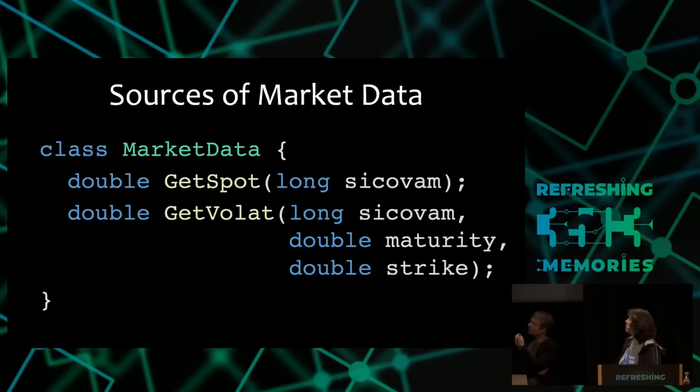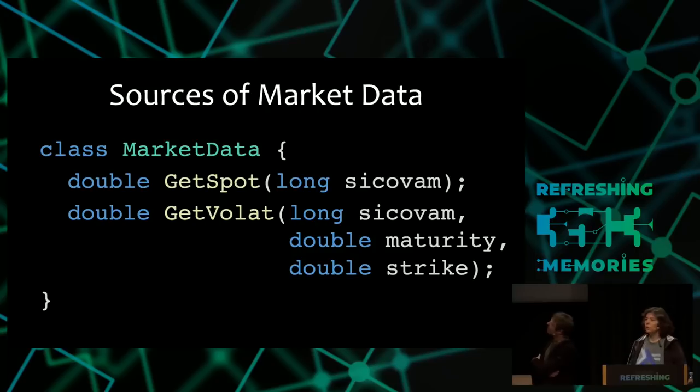So that's for the volatility. So you get the volatility for an option. An option is defined by the underlying asset and by the date it's due and also by the price it's supposed to have then. And that's what is encoded here. So we have the option with this long, and then we have the maturity, which is a point in time. So we can properly use a double for this, I think. And then we have the strike, which is a price.